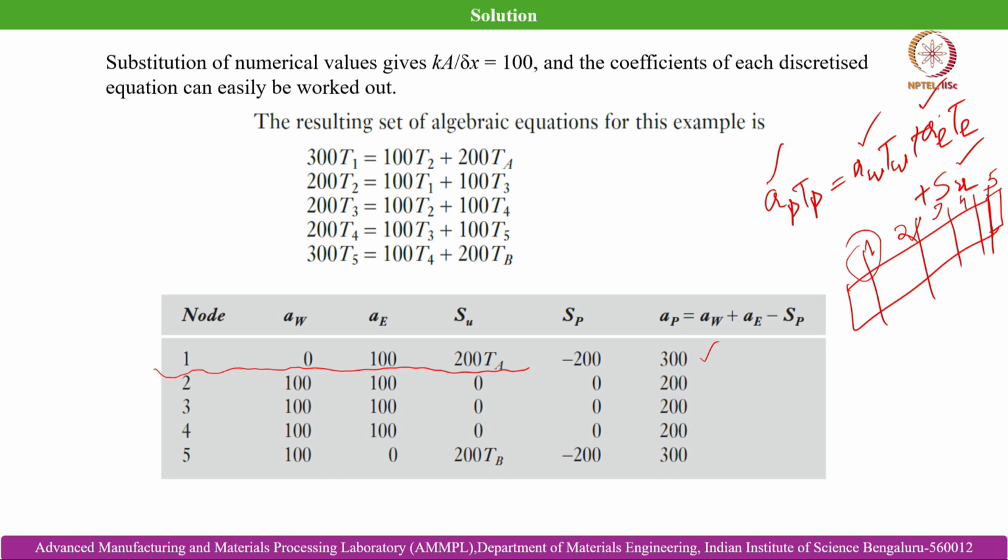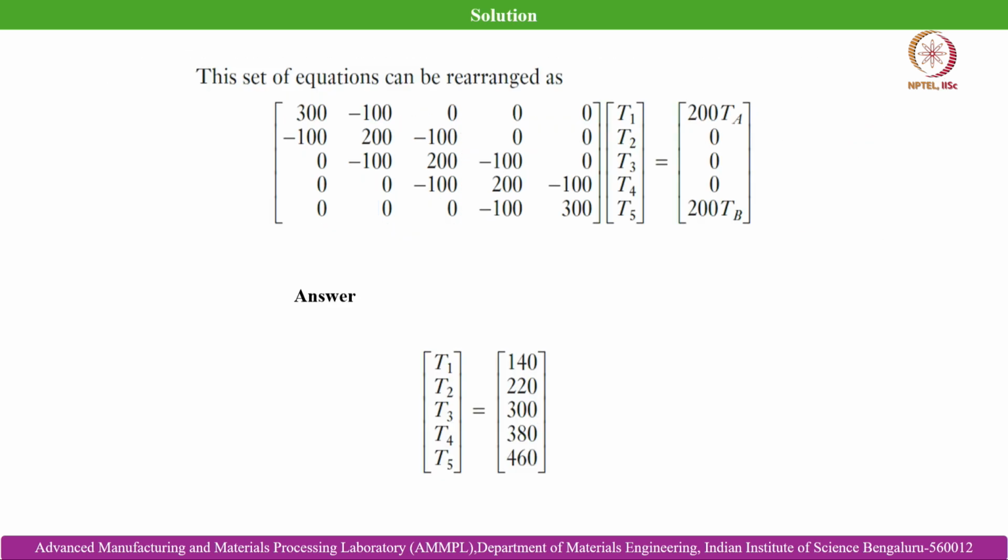Accordingly, we can get the algebraic equation for each individual node, and then if we just arrange it in the form of this matrix, you can see, in this matrix there are 5 rows and 5 columns. So, it is a 5 cross 5 matrix into a column matrix where there are 5 rows and only 1 column, is equal to 200 TA. It is again another column matrix.